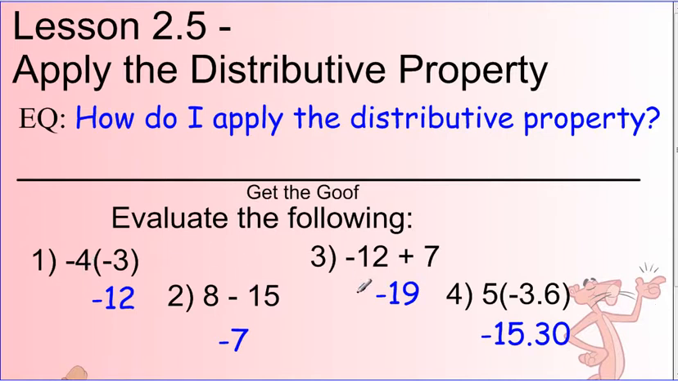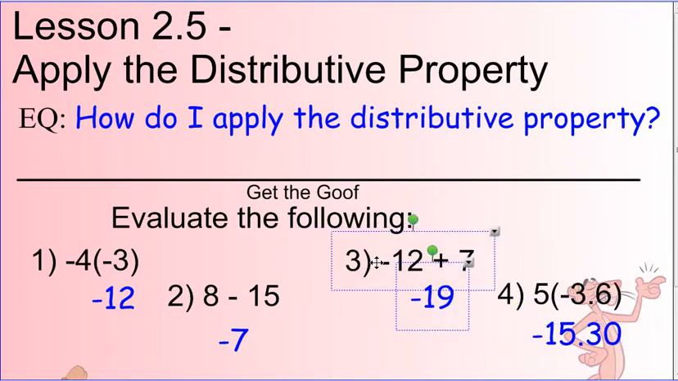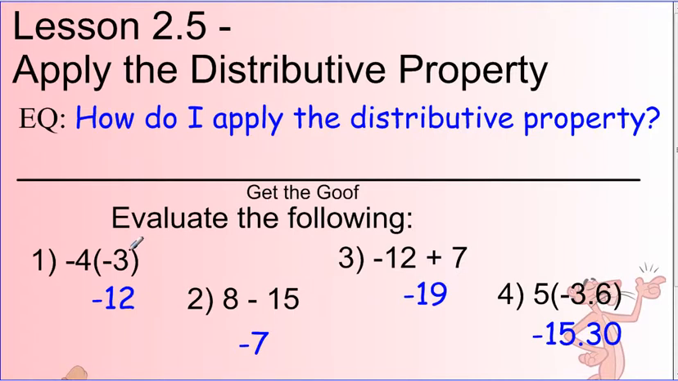So our 4 get the goofs here, they just want us to do a little bit of math. So let's see what we got here. I'm just making a little bit of space. They feel a little cramped to me. There we go. Okay, so number 1, we're taking a -4 times a -3. So 4 times 3 is 12. So the number part's correct. The signs are the same, so the answer should be a positive 12. That's the rules for multiplication. Signs the same, positive. Signs are different, negative.